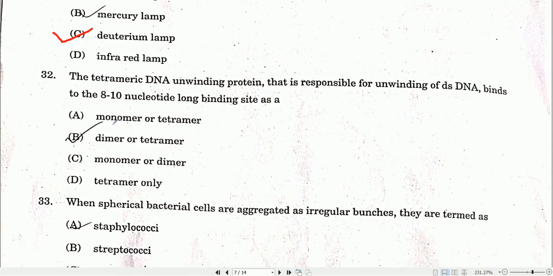Coming to question number 32, the tetrameric DNA unwinding protein that is responsible for unwinding of double stranded DNA binds to the 8 to 10 nucleotide long binding sites as a dimer or tetrameric form. So option B will be the correct one.